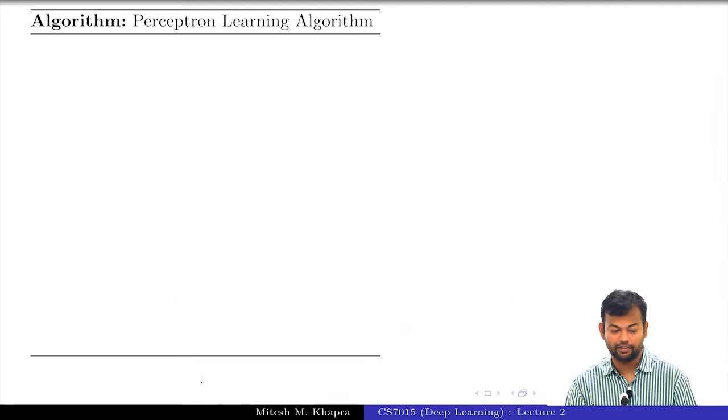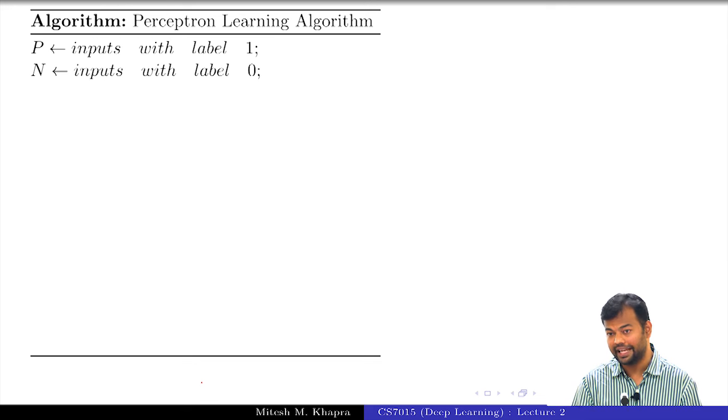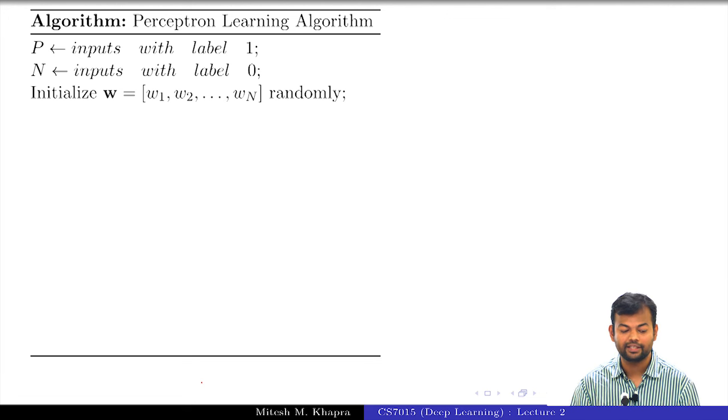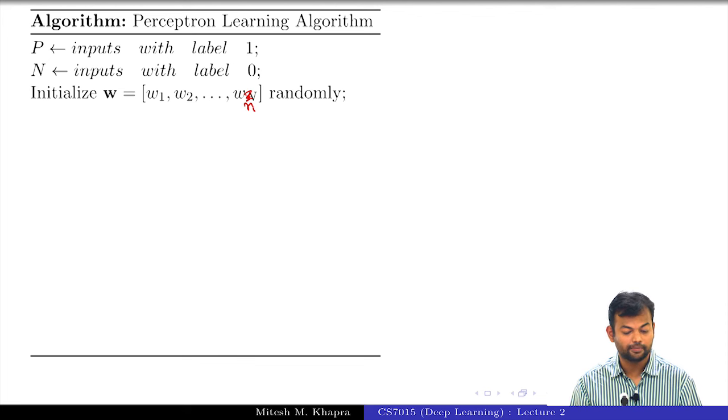So now with that, I'll give you the algorithm. This is the perceptron learning algorithm. We have certain positive inputs which had the label 1. We have certain negative inputs which had the label 0. And now I don't know what the weights are. I have no prior knowledge of what the weights are going to be. I need to learn them from the data. So what I'm going to do is initialize these weights randomly. I'm just going to pick some random values for this. So this should be small n.